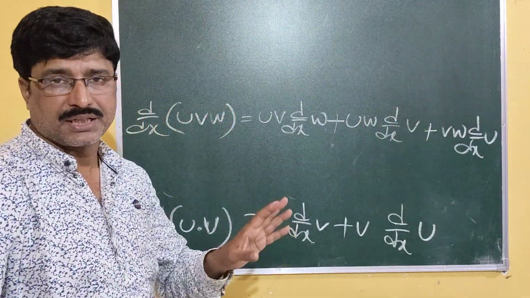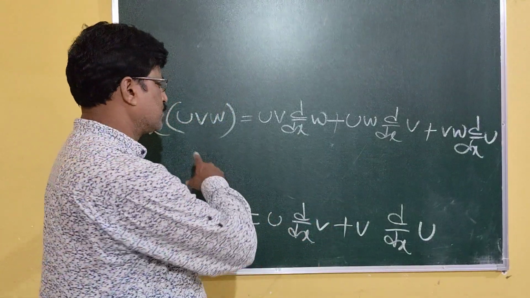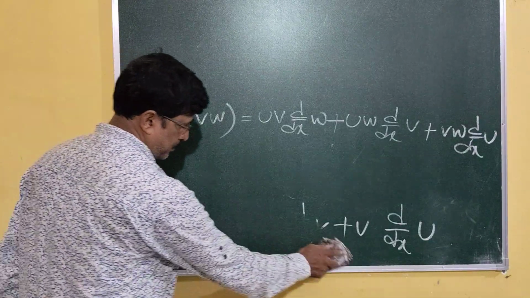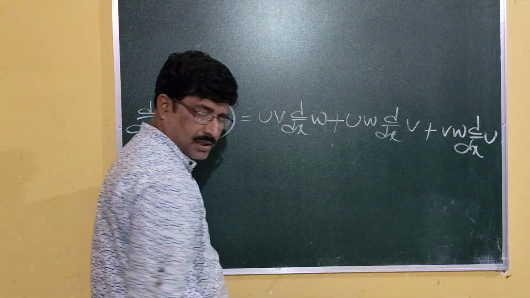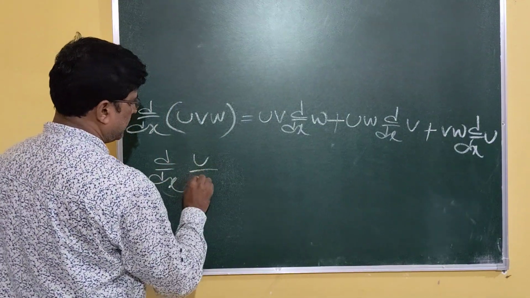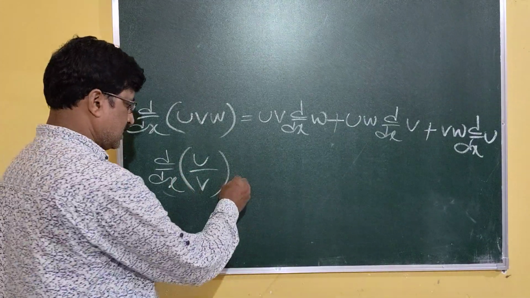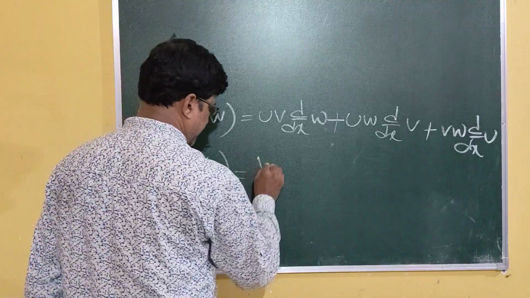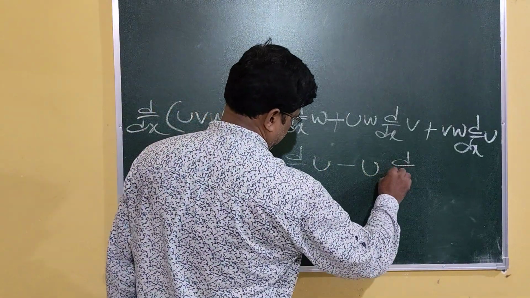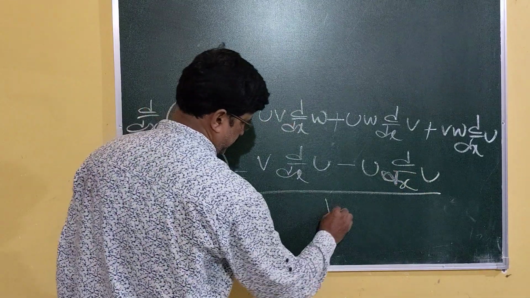This is for three functions. Similarly, we can take different functions, and basically in class 2 we have two or three multiplications simultaneously. And another formula that is important is the formula for division. In division we are using dy dx of u by v. Here u is a function of x and v is also a function of x. Then we can write (v dy dx of u minus u dy dx of v) by v square.